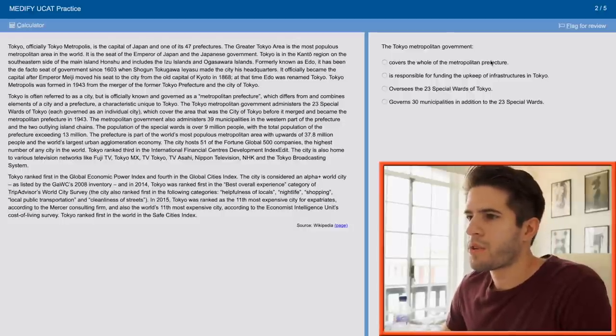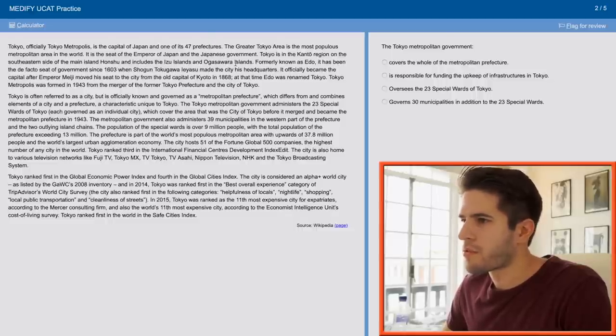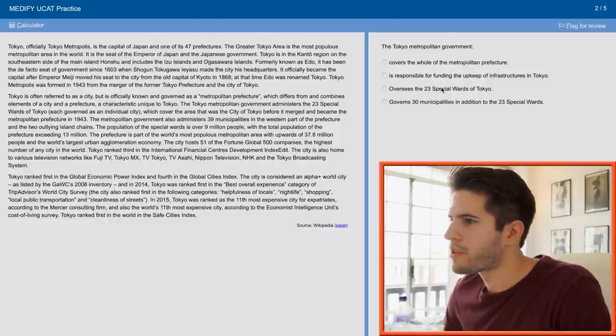So whole metropolitan prefecture, metropolis is 1 of the 7, Tokyo Metropolitan Government. So that's what I'm looking for. Tokyo Metropolitan, Tokyo Metropolitan. Let's see a couple of these. So oversees the 23 special wards. 23, 23, 23. I don't see 23 there.